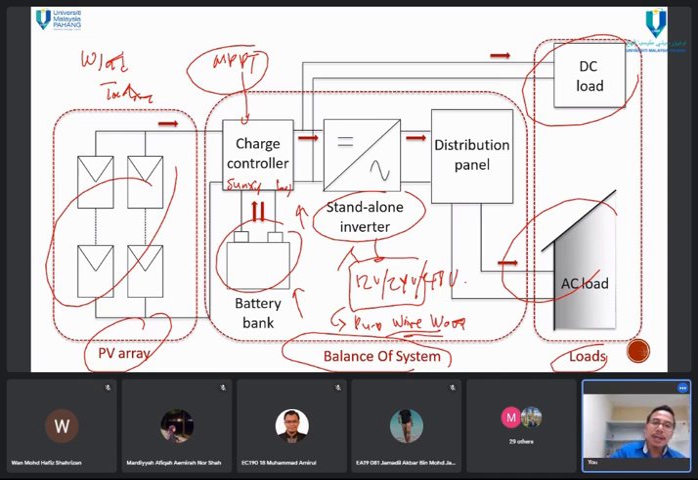Okay, and then the distribution panel, because after the standalone inverter, this is about the AC part. And then we have the DC load. If we use a 12 volt base load, for example LED, 12 volt base, that's for DC load. Usually now they also have table fans, and maybe air conditioners also. Or the AC load, depending on the size of your load.